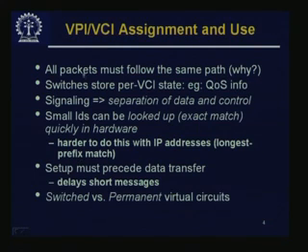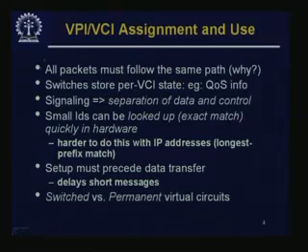Now, in VPI VCI assignment and use, all packets must follow the same path, unlike a datagram. Why is that so? Because this virtual circuit is set up before any actual flow of packets begins. So, there is a time for this circuit setup, and this circuit is not a physical circuit like we have in a telephone network, but a virtual circuit. That means each of the intermediate nodes simply knows that a flow is about to begin. So, this has to be set up. Once this is set up, all these cells would flow through the same path. Switches store per VCI state, for example QoS, quality of service information about this particular VCI and so on. Now, signaling implies separation of data and control.